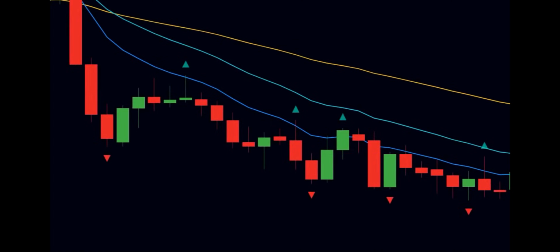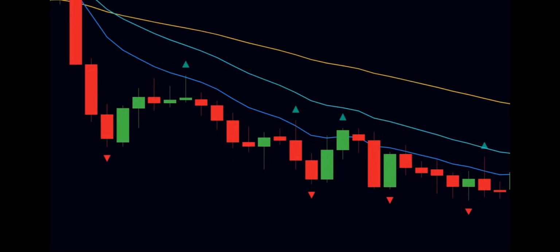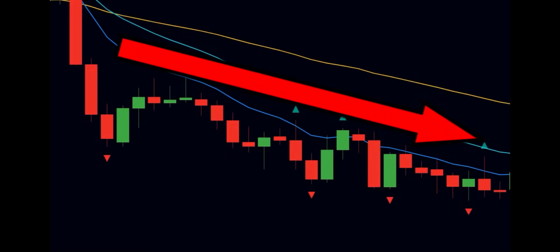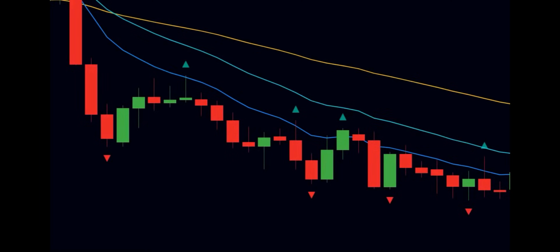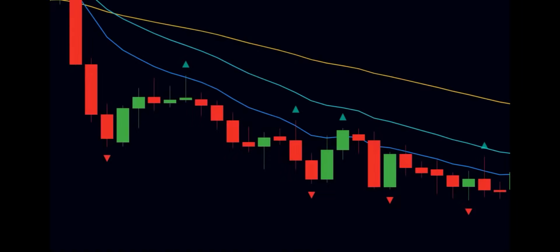Similarly, in a strong downtrend, we see that the price stays below the 3 EMAs, and the EMAs are sequentially sloped downwards. The 10 EMA is below the 20 EMA, and the 20 EMA is below the 50 EMA. This is a strong downtrend. In a downtrend, we want to look for sell trades only.